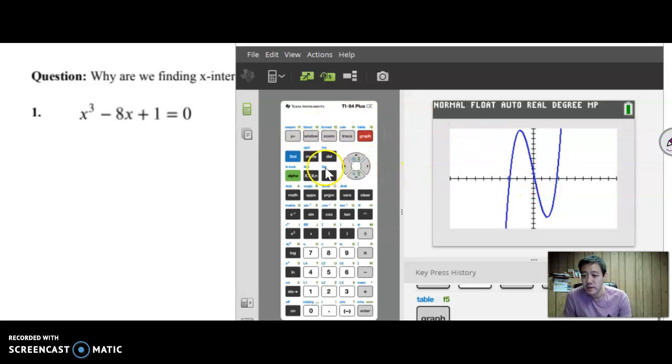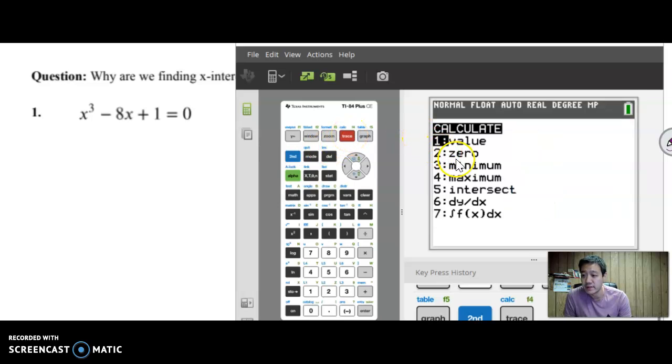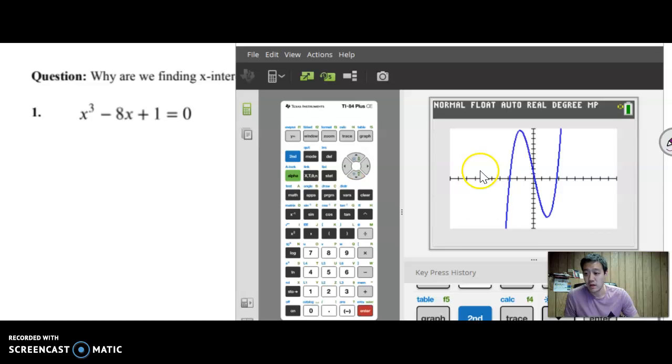And so we're going to do second calc, and then we're going to choose option 2 this time. There's no intersection, right? We're not looking at 2 separate functions. It's just one function and equation. So I'm going to choose 0, right? And it'll take you back to the graph. Now, you have to do this 3 times because there are 3 x-intercepts, right? So I'm going to start with this one right here.